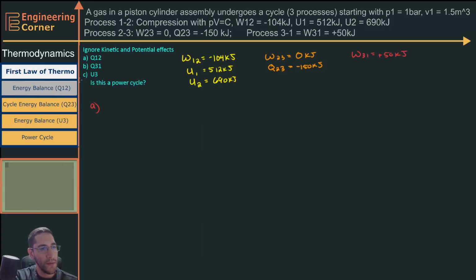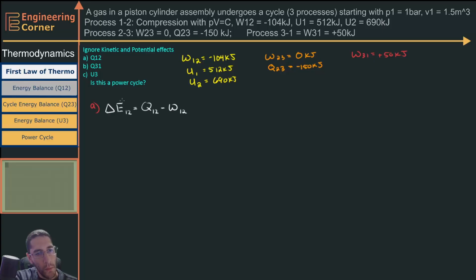And we're going to start with our energy balance. So our change in energy from 1 to 2 is equal to the change of our heat from state 1 to 2. So this is the heat transfer into the system minus the work, the net work out of the system.